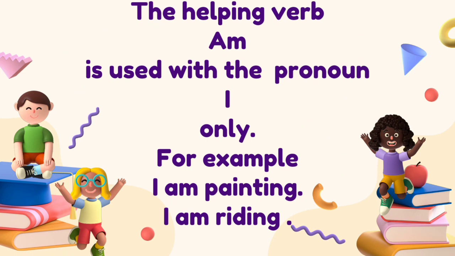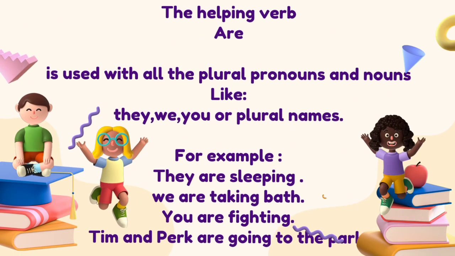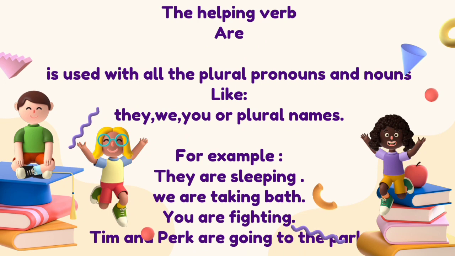The helping verb am is used with the pronoun I only. For example, I am painting. I am riding. The helping verb are is used with all the plural pronouns and nouns like they, we, you, or plural names. For example, they are sleeping. We are taking a bath. You are fighting. Tim and Perk are going to the park.